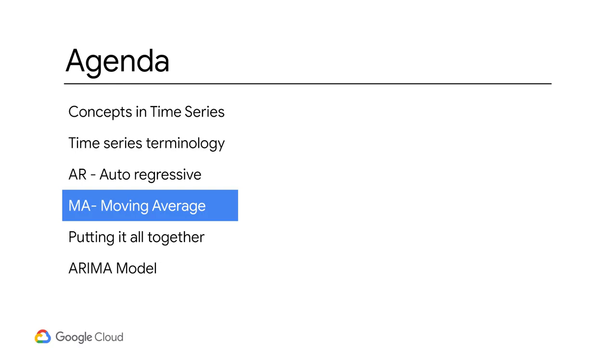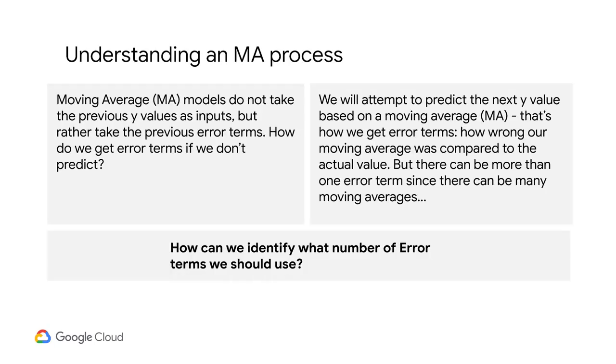Now let's look at the next way. We can predict future values of y as the average of the past few observed data points. Let's dive into it some more. Here is another way to look at a time series: moving average models.